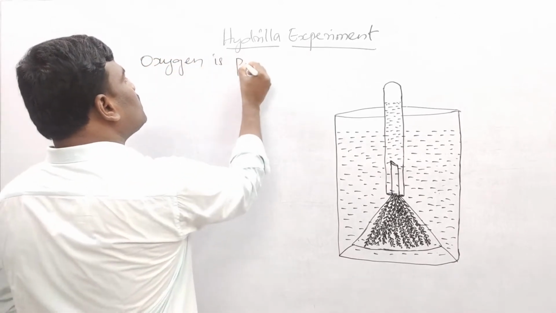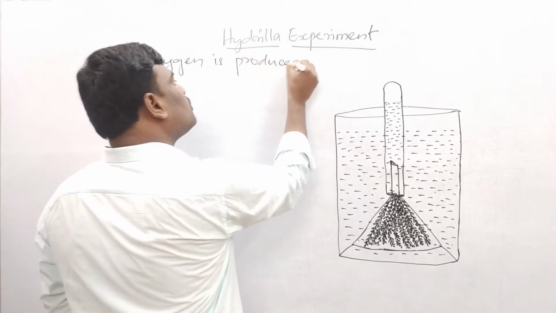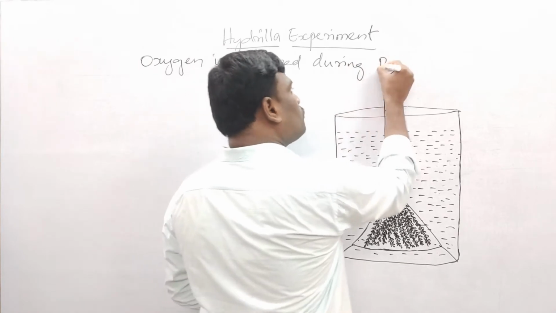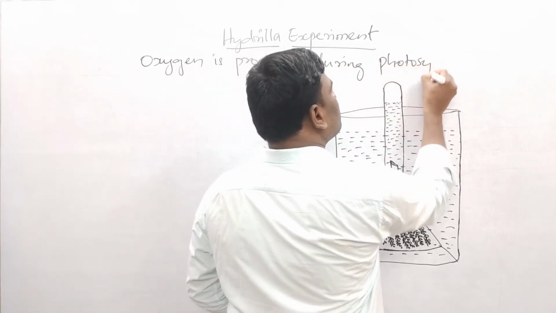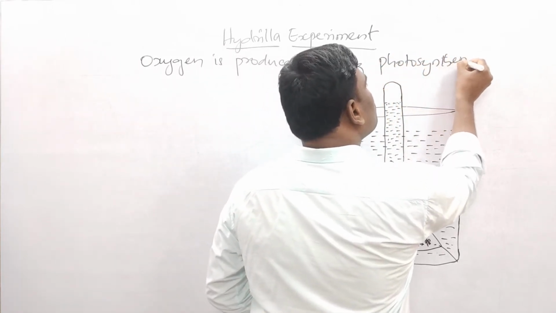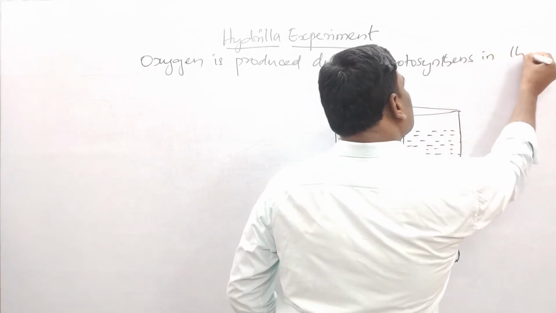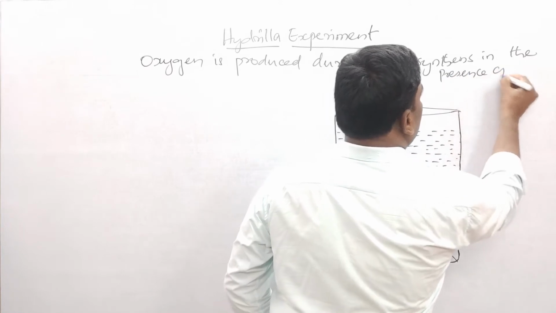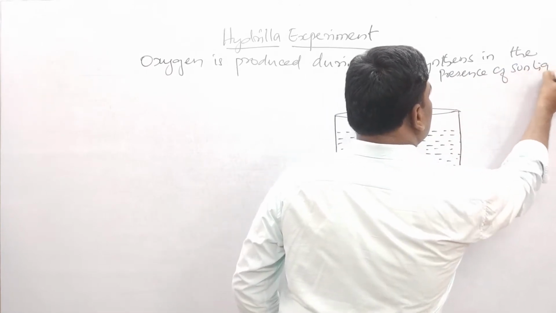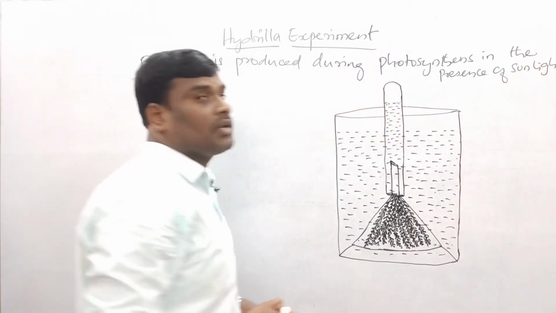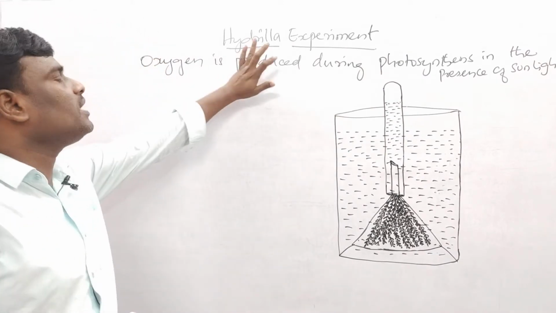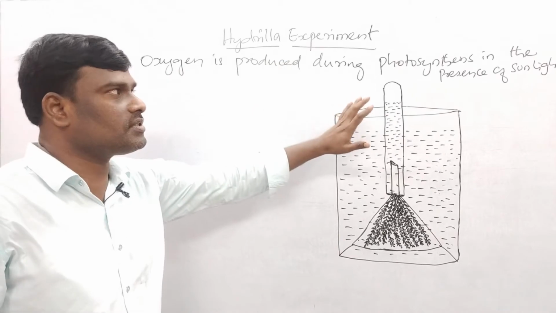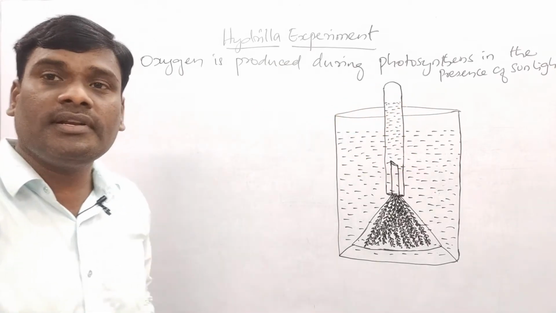Oxygen is produced during photosynthesis in the presence of sunlight. Okay. So with this Hydrilla experiment, we are going to prove that oxygen is produced during the photosynthesis process in the presence of what children?